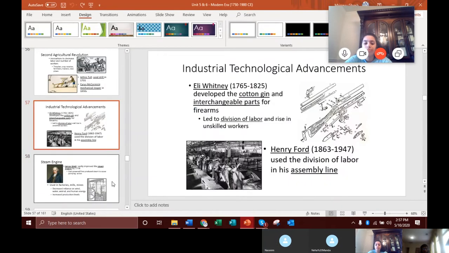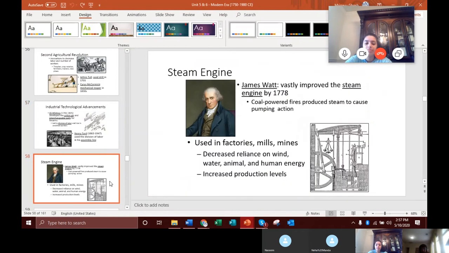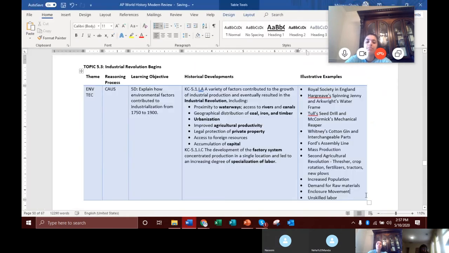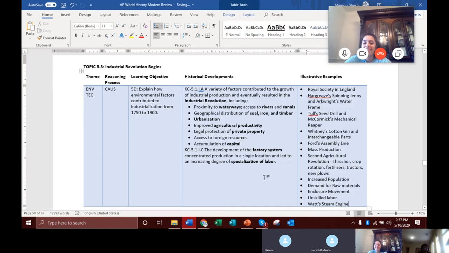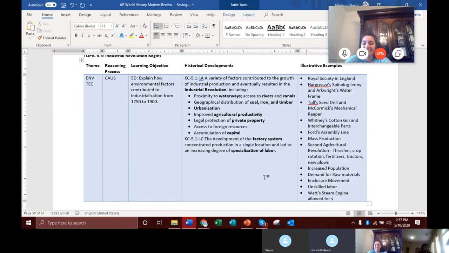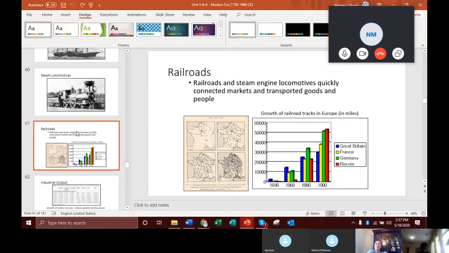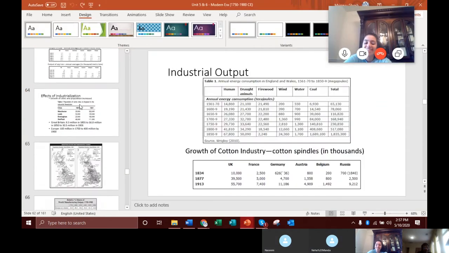Okay, steam engine. What steam engine? Steam engine allowed for locomotive.